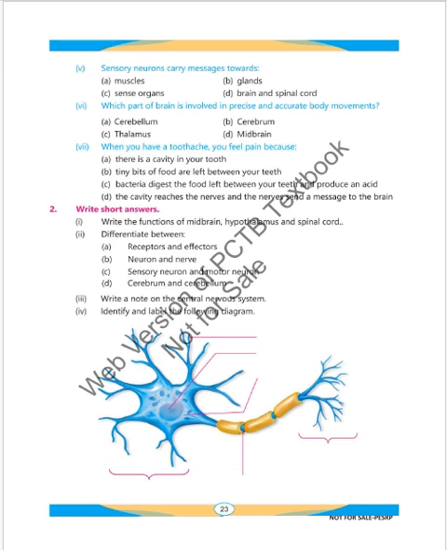Write short answers. Write the function of midbrain, hypothalamus and spinal cord. Differentiate between receptors and effectors, neurons and nerve, sensory neuron and motor neuron, cerebrum and cerebellum. Write a note on the central nervous system. Identify and label the following diagram.